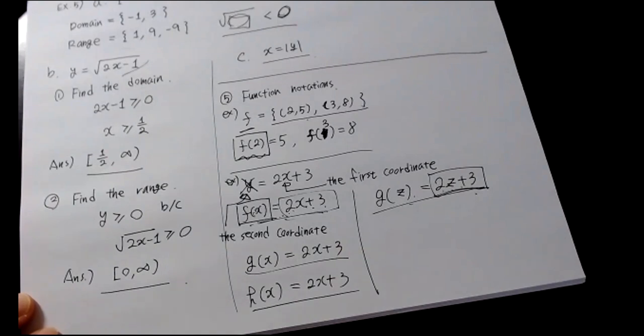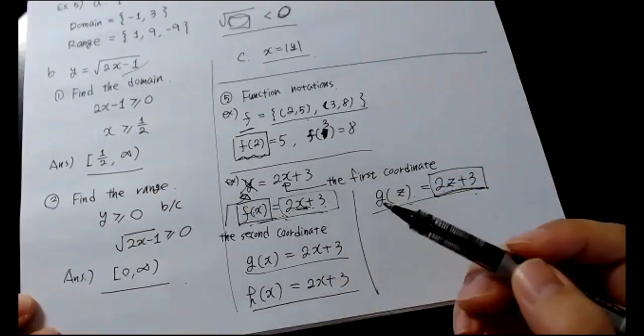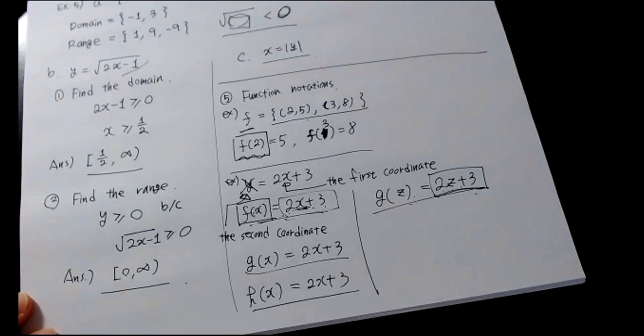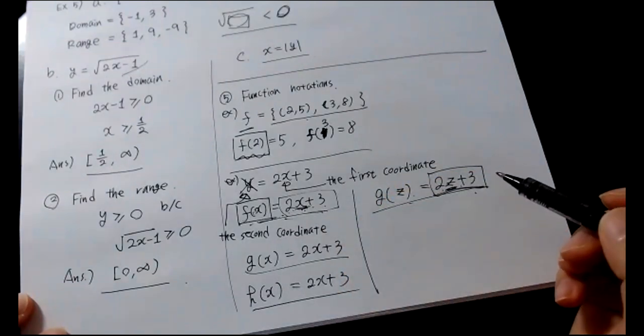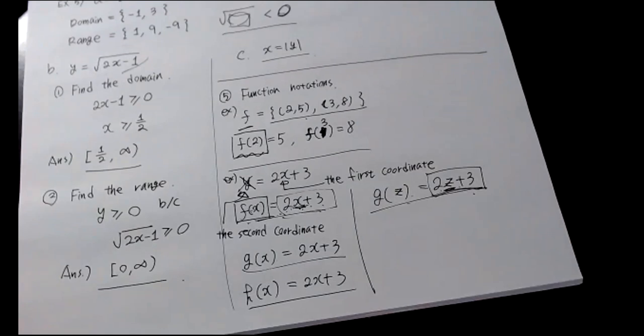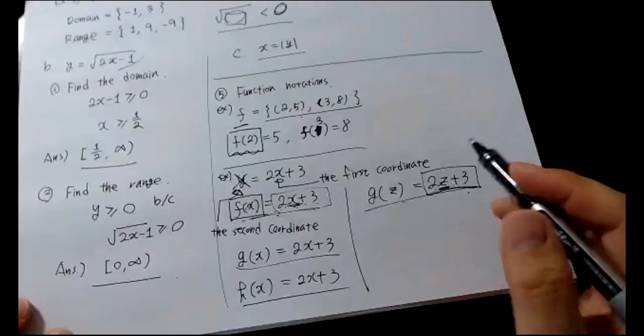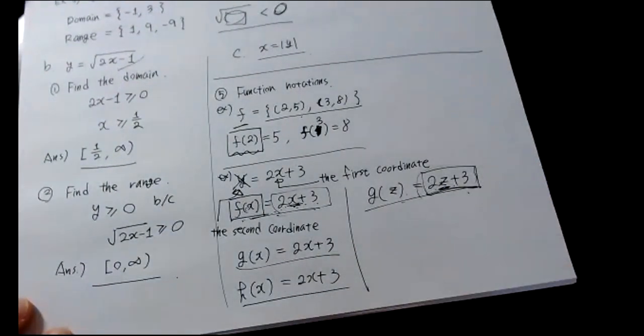So now we can figure out that the letter x is nothing but the first coordinate. It's important: the x is called the dummy variable. x and z are dummy variables, because x just means the first coordinate. So we can use any letter other than x, z or w or any other letter. That should be fine as long as the function rule is the same. Then the two functions must be identical.